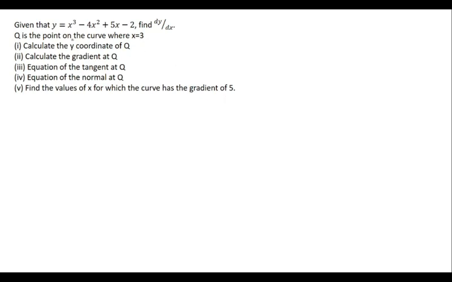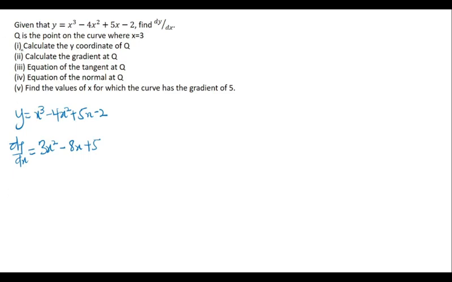First things first. We have our equation, y is equal to x cubed minus 4x squared plus 5x minus 2. We are being told to find dy/dx. So we differentiate this. dy/dx will give us 3x squared from here, minus 8x from here, plus 5. So this is what we get if we differentiate this over here.